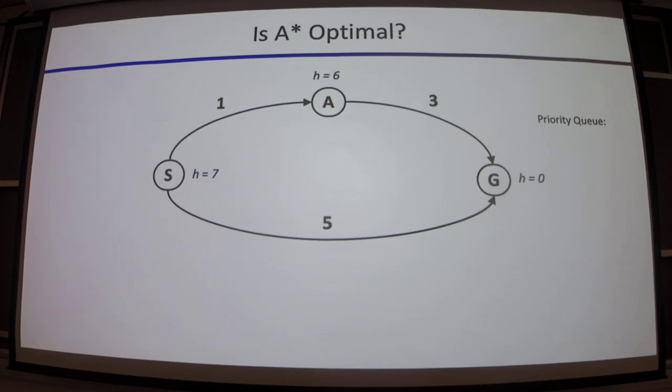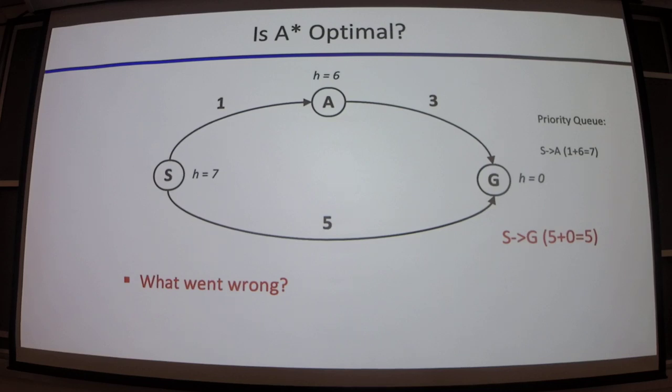We pop that off because it's the only one there. We add its children. That is S to A, which has a backward cost of 1 and a heuristic value of 6 for a total of 7, and S to G, which has a backward cost of 5 and a heuristic value of 0 for a total of 5. Then we pop one off, that's S to G. We have popped off a goal state. So as we've defined it so far, we're done. A star is over. We've found the path to the goal. But this is obviously not the optimal path, right? So what went wrong?